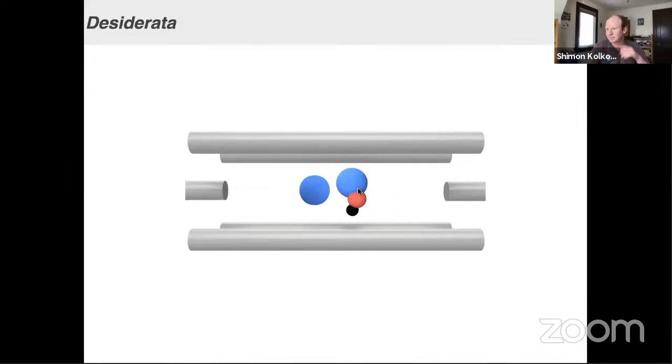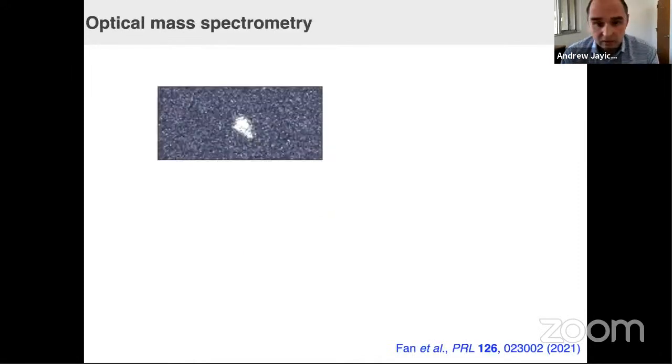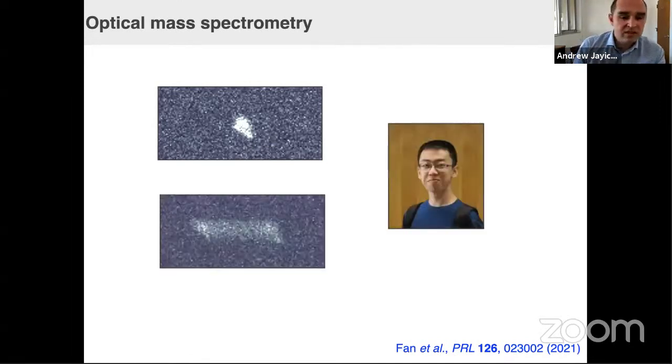Okay, so this is just going back to what we want. We want to have a radium ion and a radium molecule. How do we get there? One of my students, this is what a radium ion looks like in the trap. And one of my students, Mingyu Fan, was playing with one of our lasers, just detuning one of the standard laser cooling lasers. And he saw that this radium ion got smeared out like this, okay?